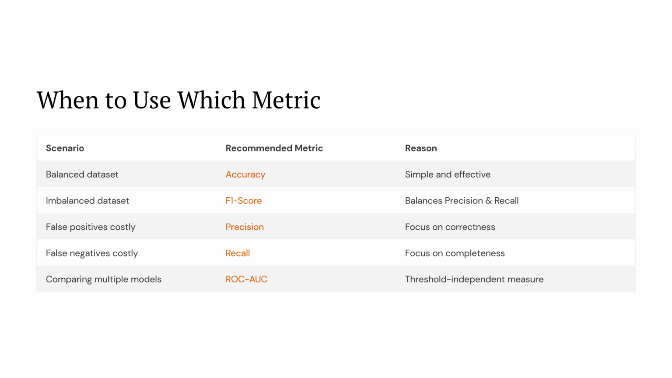Choosing the right evaluation metric depends on your data and goal. For a balanced dataset, use accuracy. It is simple and effective. When the dataset is imbalanced, F1 score works better as it balances precision and recall. If false positives are costly, go with precision. If false negatives matter more, choose recall. And when comparing different models, ROC AUC gives a fair, threshold independent comparison.